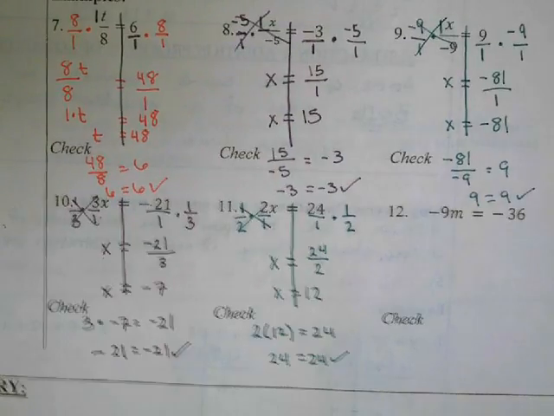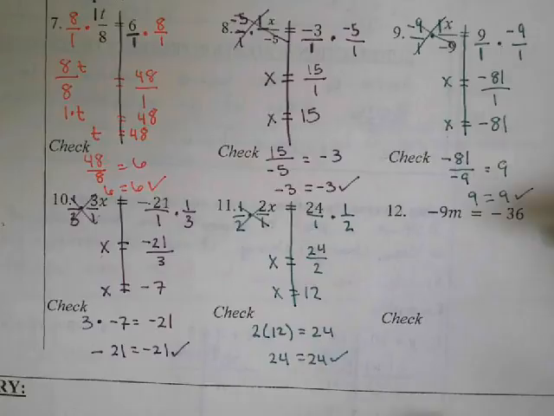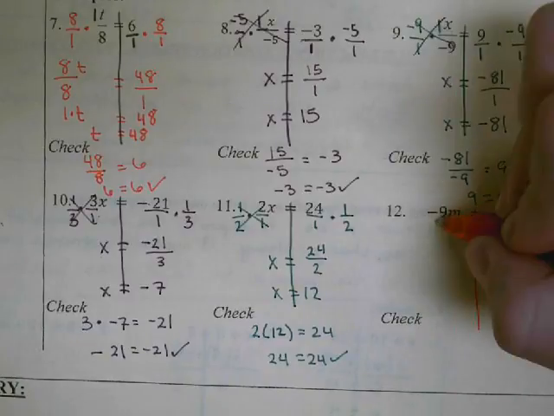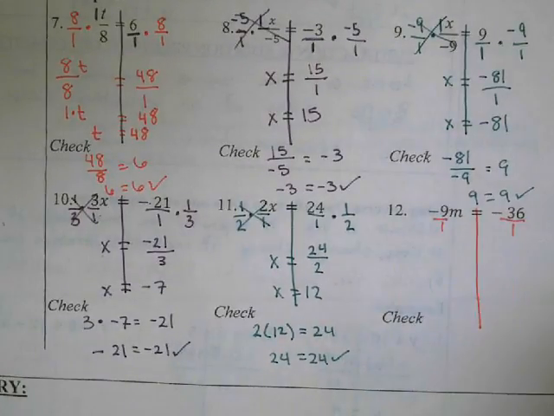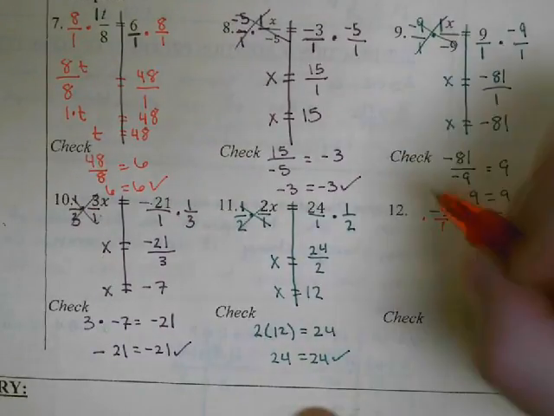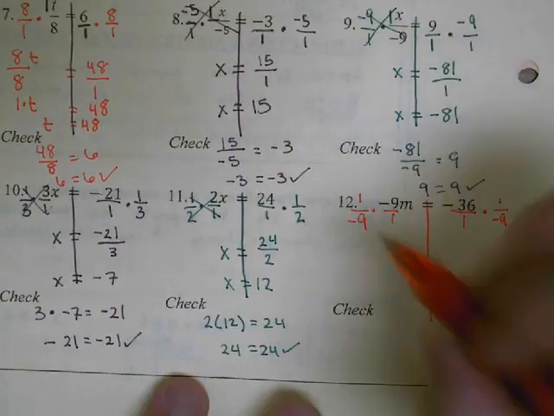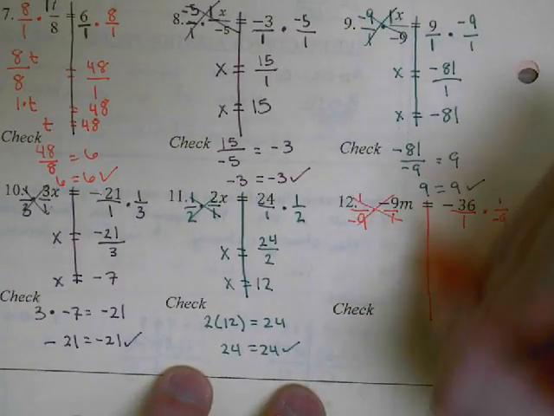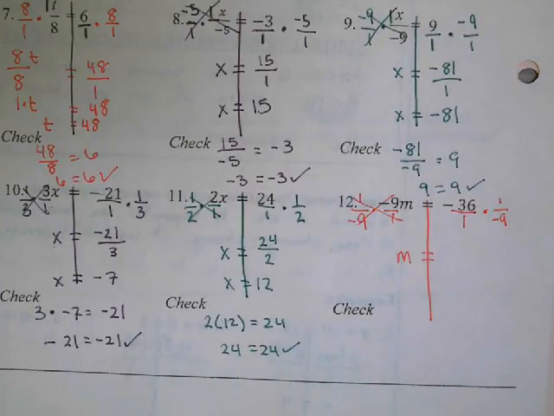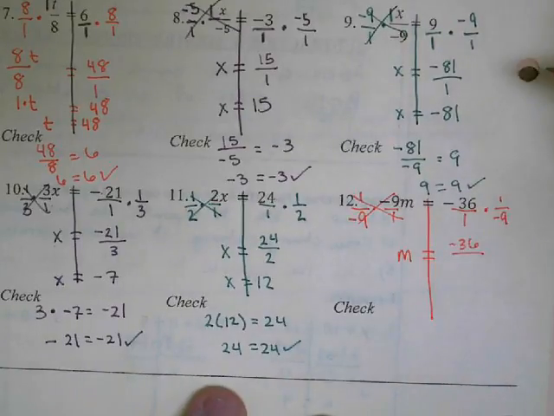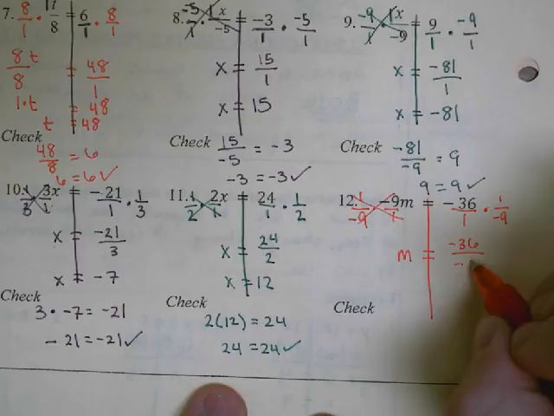One more time. Let's draw our line down the middle. Write in our hidden ones. Multiply both sides by our reciprocal, 1 over negative 9. That cancels out our fractions next to our variable, so we have only our variable left. Negative 36 times positive 1 is negative 36. 1 times negative 9 is negative 9.